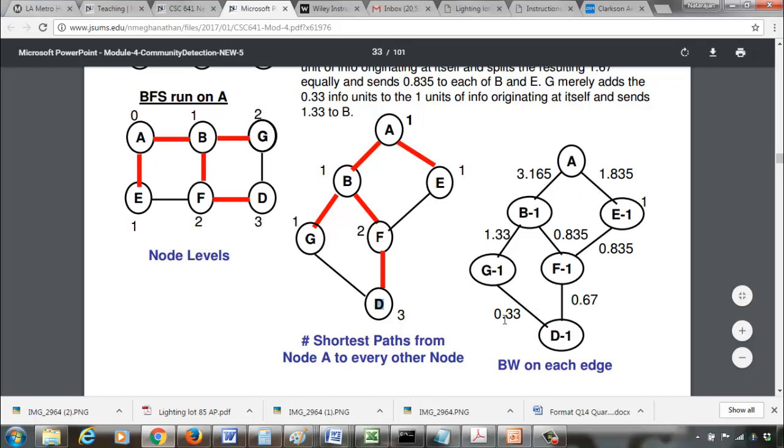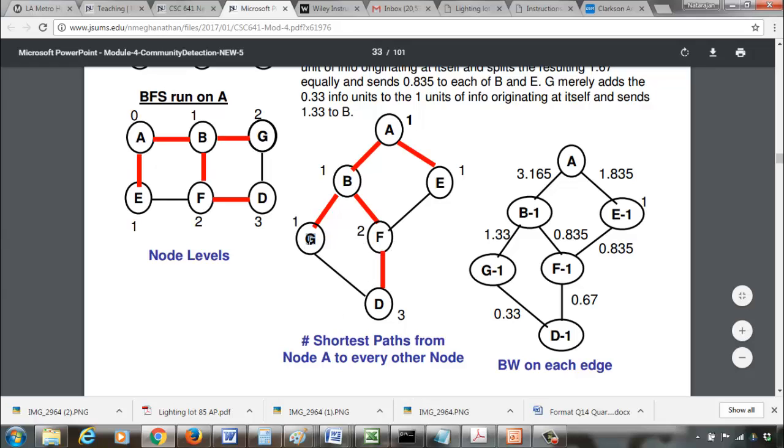So for that, we distribute one unit of flow at each of the vertices other than the root, which is A. We start from the vertex at the bottommost level, which in this case is level 3, and the vertex is D. For vertex D, we will split that one unit of flow proportionally to its predecessors. The predecessors for D are F and G.